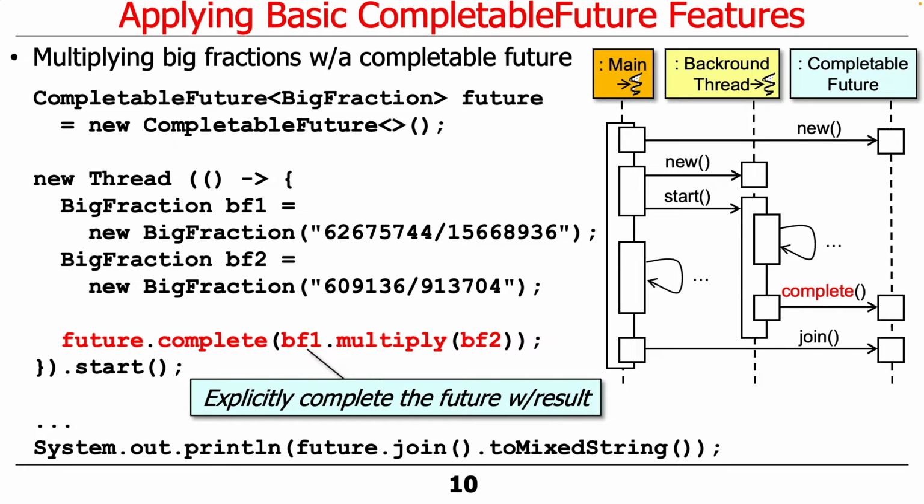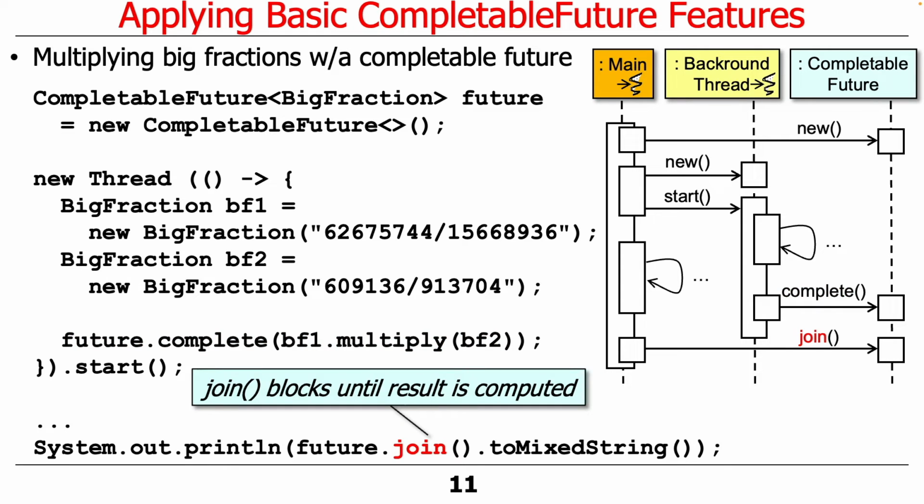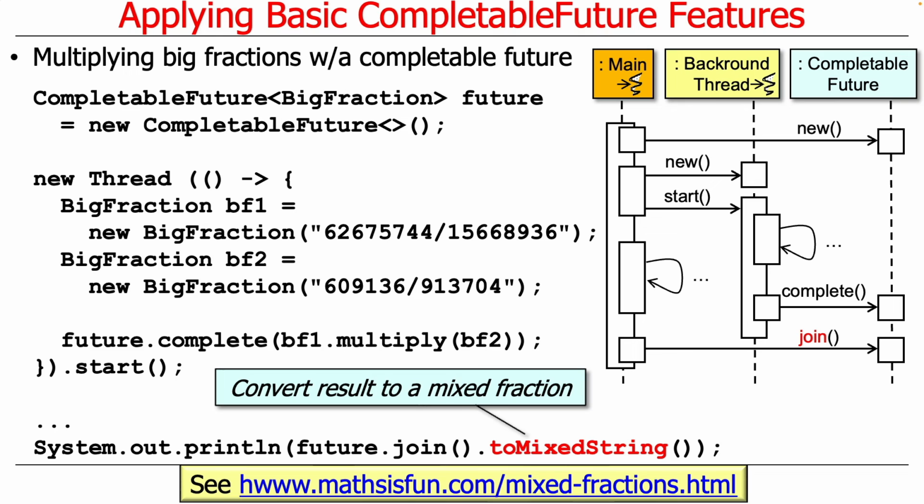You can see what that looks like over here. And now the main thread, which could be off doing various things, it might run for a while, but at some point it can't make any further progress until it gets the result. It calls join on that future, that completable future, and that join call will block until the result is computed in the background, at which point it will go ahead and convert the result into a so-called mixed fraction. So it takes it from an improper reduced fraction into a mixed fraction.